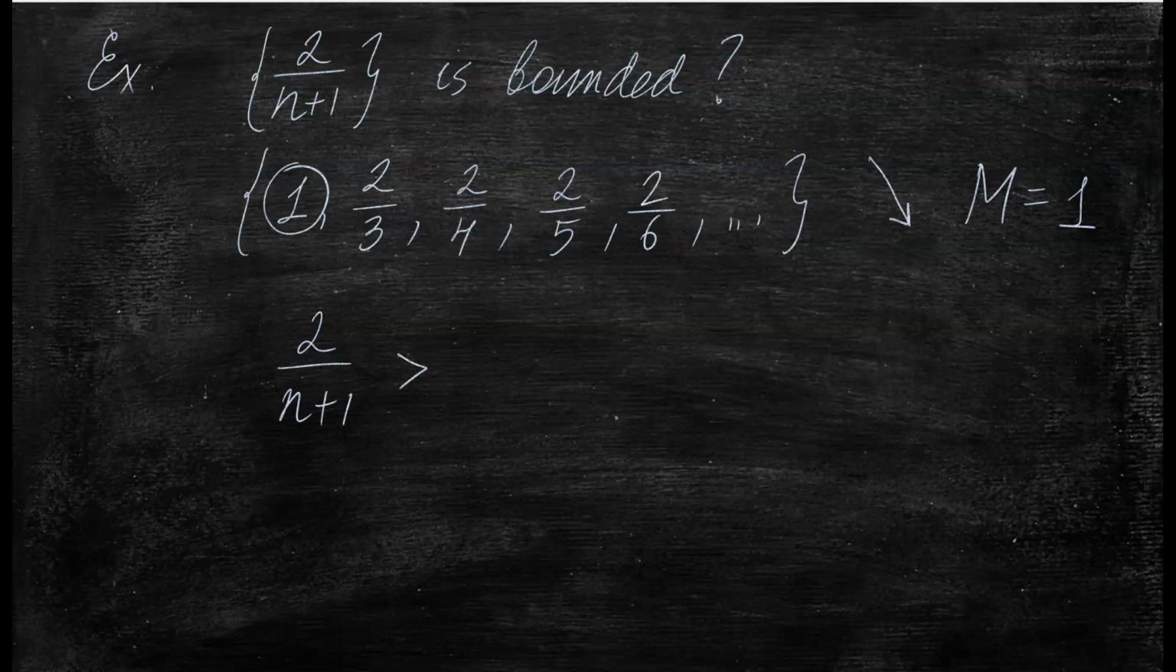Why? Because since n is positive, we have the ratio of two positive numbers, so of course it has to be positive. So this sequence is actually bounded below by 0. So the answer to the question, is this bounded? The answer is yes, because it is bounded above and below.